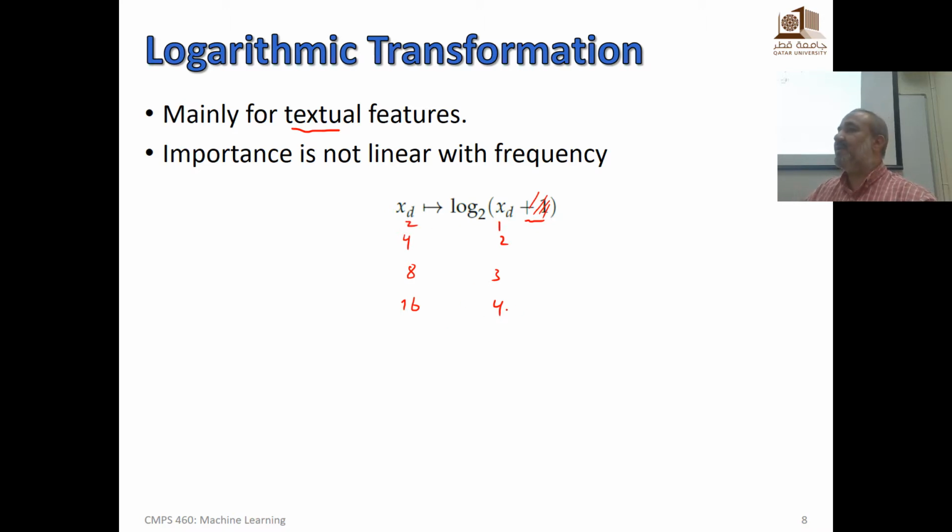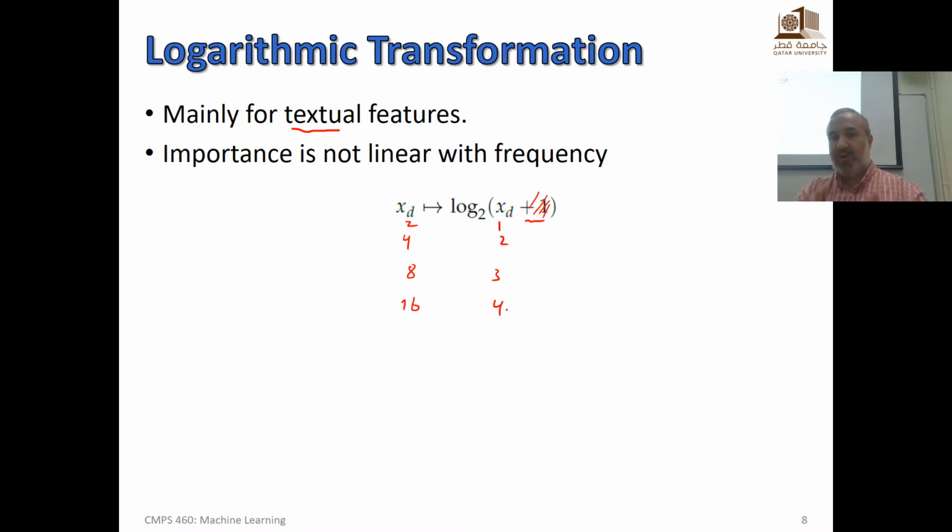Why are we doing this weird scaling? It's not linear scaling, and you are not just dividing by a number. It is logarithmic scaling. We call it logarithmic transformation. Why are we doing this?